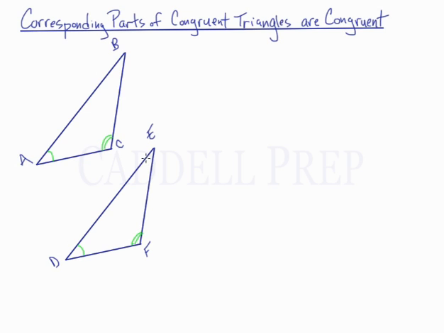And then angle E corresponds to angle B. These are congruent. Likewise, side EF is across from D, and BC is across from A, so BC and EF correspond to each other. Therefore, BC is congruent to EF.